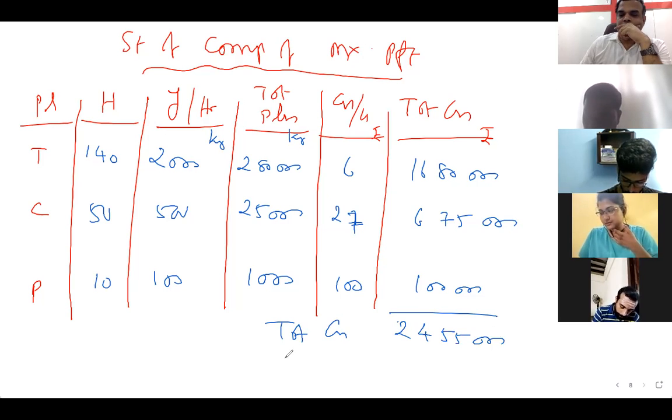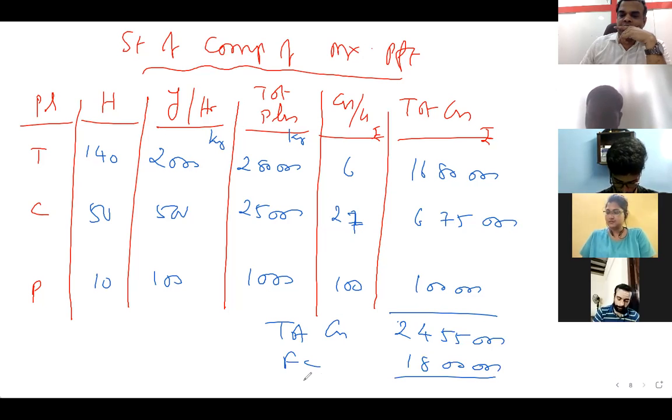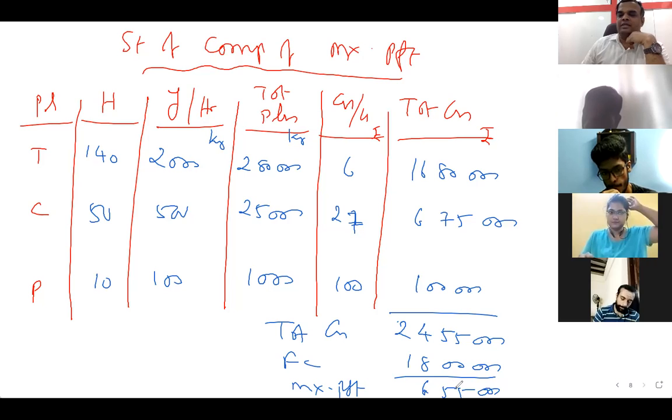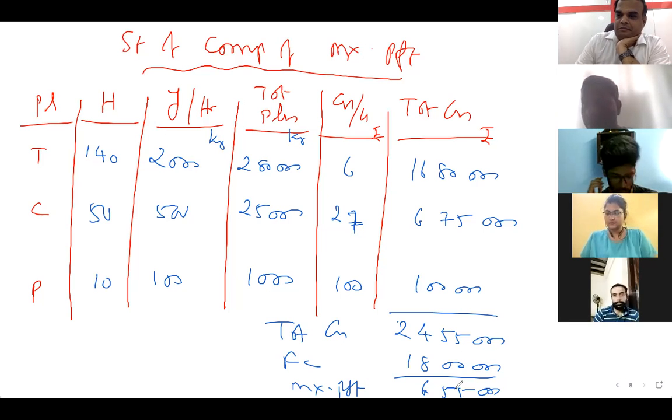Okay, let's take fixed cost. Any fixed cost given in this question? 18 lakhs. The balance is called maximum profit. It's the maximum profit they can get. How much? 6 lakh 55,000 is the maximum profit. Understood? Yes, sir. Any doubt now?